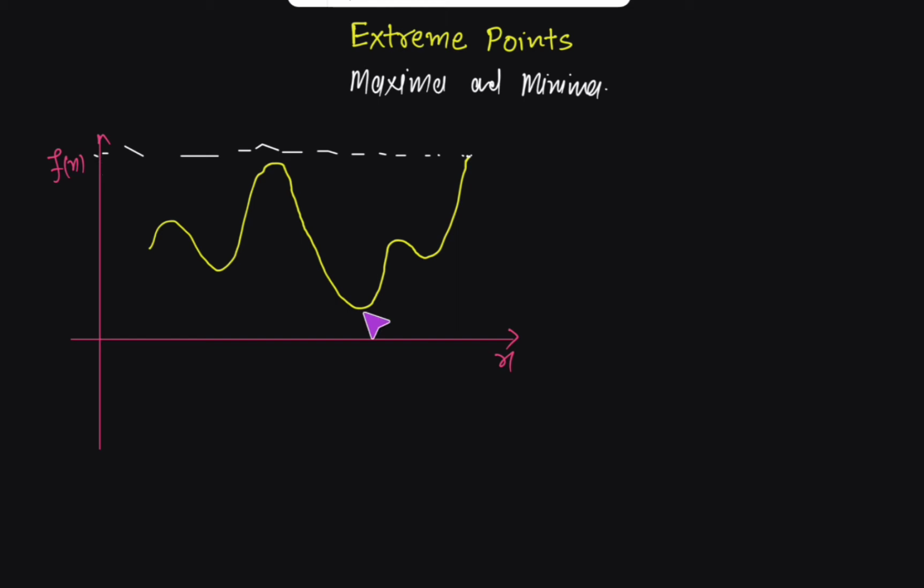This is the point where the function has the maximum value. On the other hand, if we talk about the minimum point, this is the point where the function has the least value, or the minimum value. So from here we can see that this point is representing the maximum value of the function, and for this point, the corresponding value of the function is minimum. One thing is clear: the function will always have one maxima and one minima.